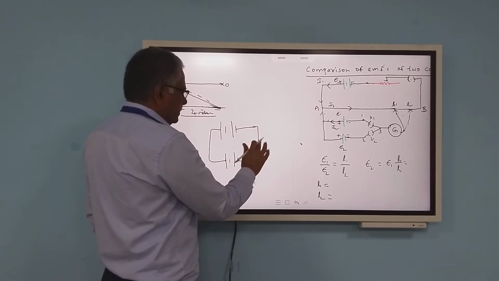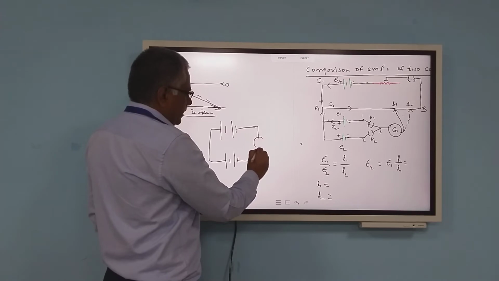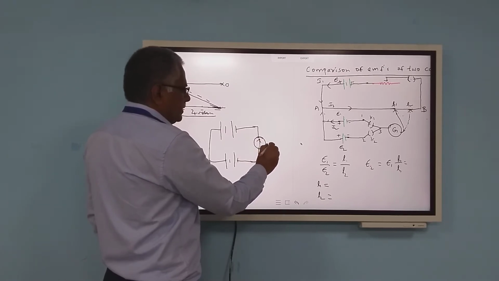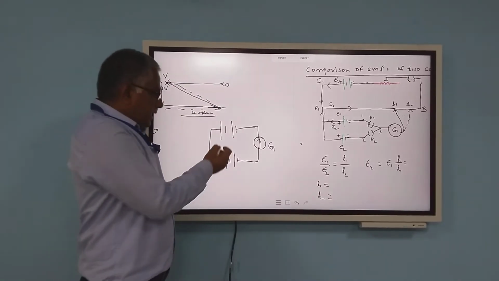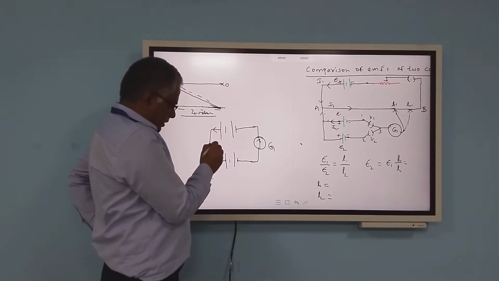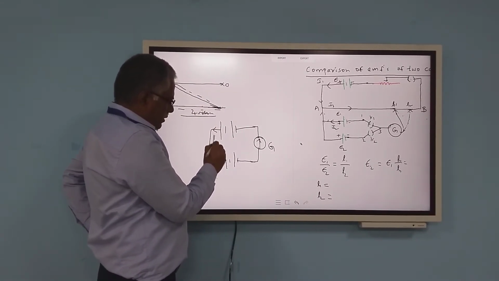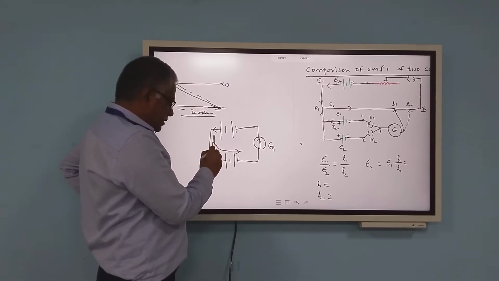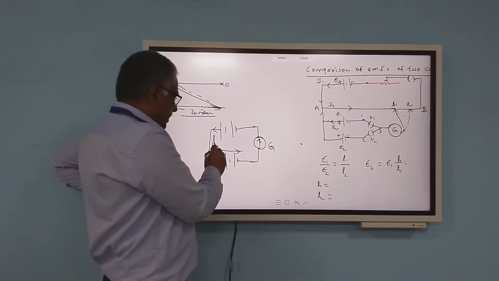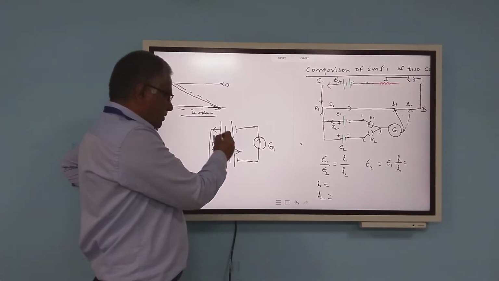Both are connected. Here is a galvanometer to show the presence of the current. The current due to this one, this is the direction. It will flow like this. Current due to this is moving in the opposite direction. That is anti-clockwise. One is clockwise, this is anti-clockwise direction.